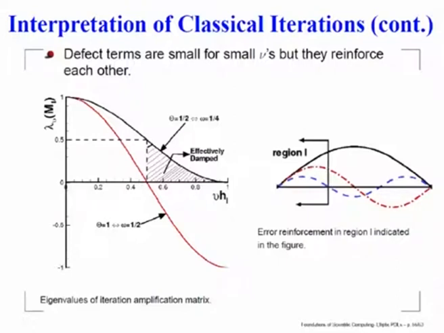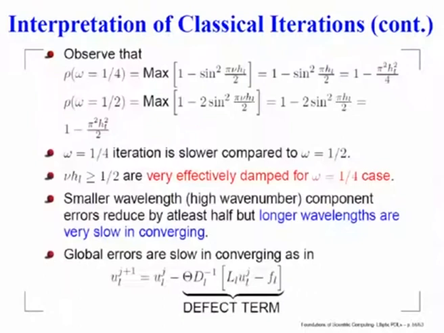So when we look at the convergence history, we might see the solution without any under relaxation would do better than the one done with it. Whereas we have also noticed that with the under relaxation, we could remove the error component at the highest wave number range, right? This is the crux of the second point: for mu HL greater than or equal to half, the error is very effectively damped for the under relaxation case.